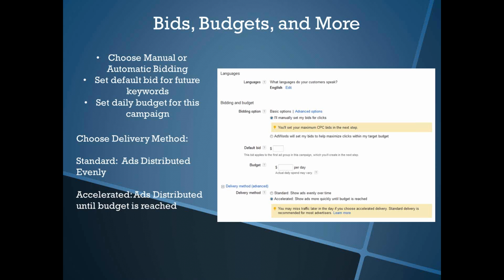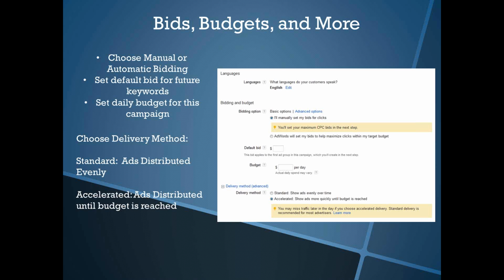They give you the option for delivery method to set to standard or accelerated. Now if you're going to be watching very closely and monitoring your budgets, I recommend setting to accelerated. And what this means is every time somebody searches your keywords, your ad will show up until you get enough clicks that you run out of budget for the day.